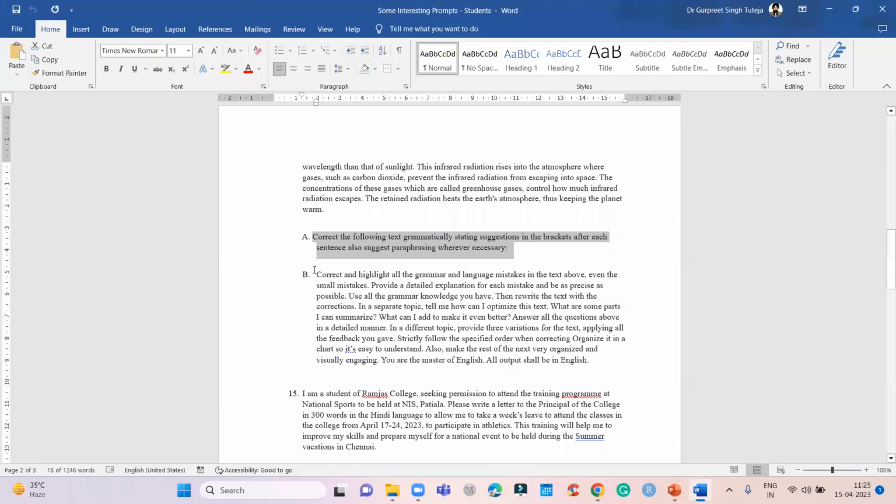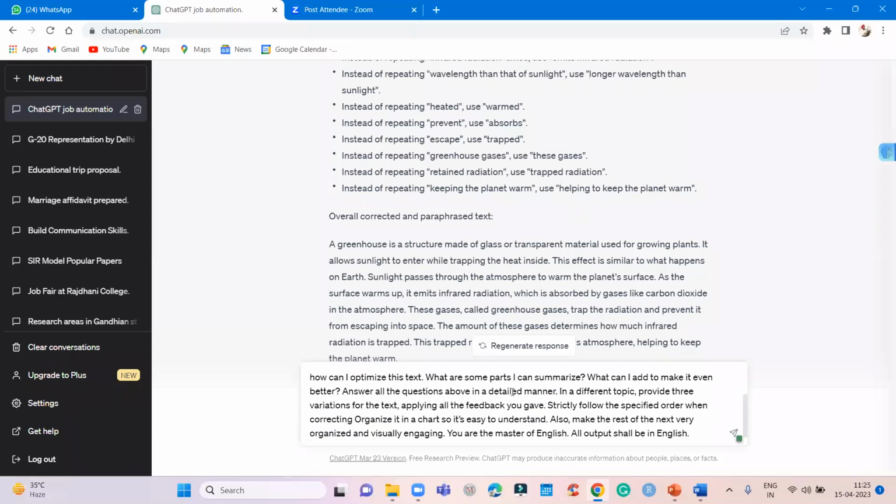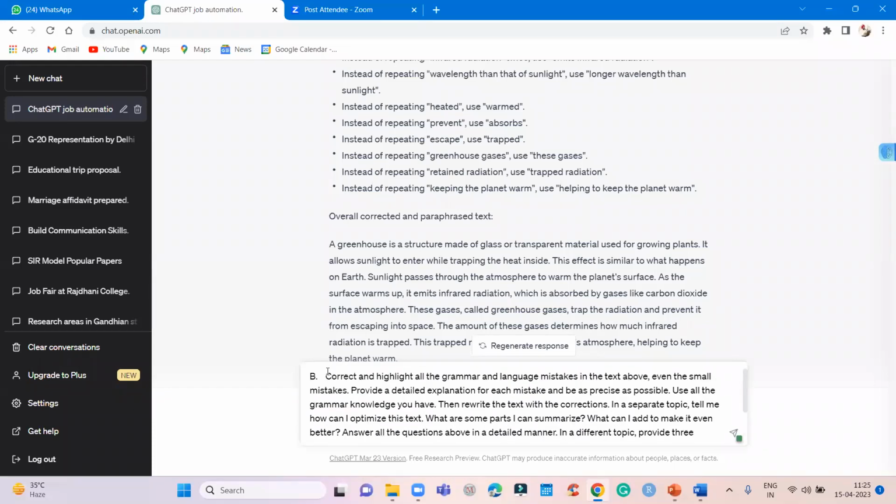So you can take care of this. The prompt I have written is a little bigger. I can share it with you, but this prompt is much better than a simple prompt. See, I have written: correct and highlight all the grammar and language mistakes in the text above, even the small mistakes.